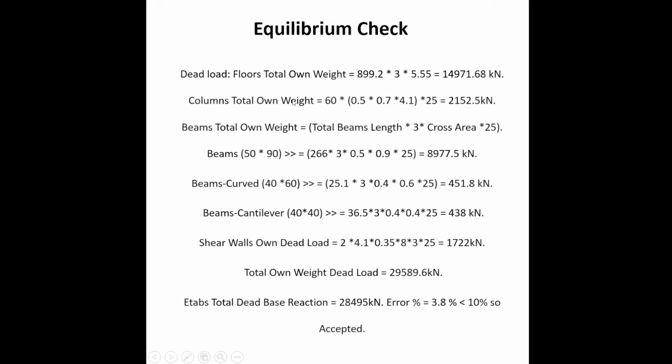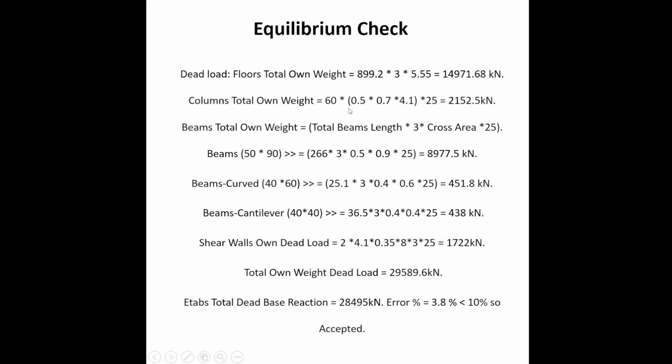Equilibrium check for dead load. To compute the dead load, we have floors and columns, beams for each group, and also we have shear walls. We will compute for each one by one. For dead load for floors, we have total area for one floor, net area by 3 floors, and unit weight, it is 5.55. You can find it from the catalog. If you find the catalog for the framework for the waffle slab, there is a catalog showing that the self weight of the slab will be 5.55 if you use a specific catalog for a framework. And this evaluates to this value.